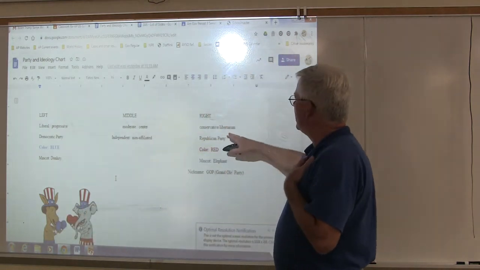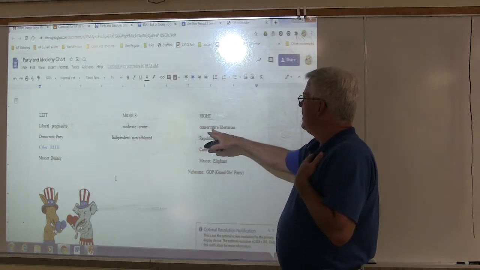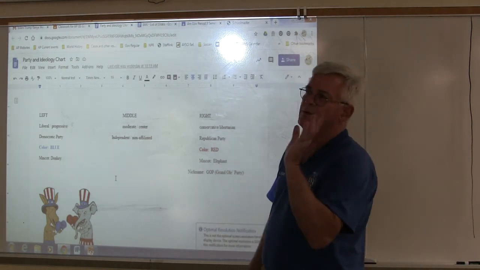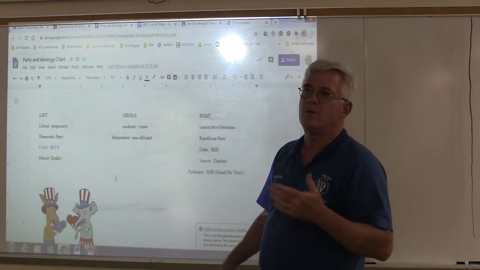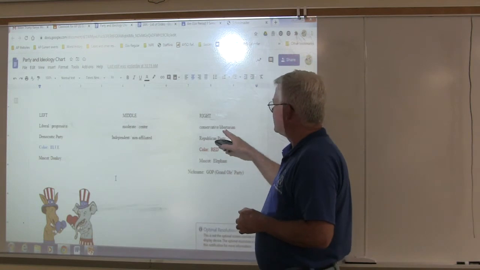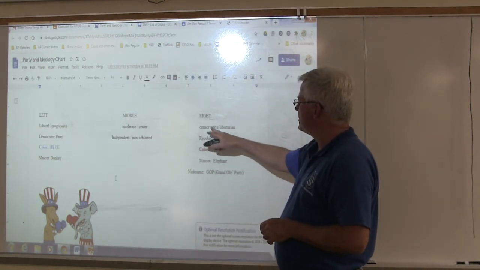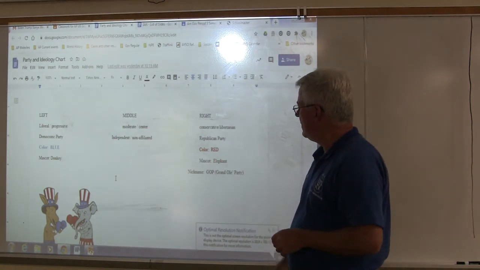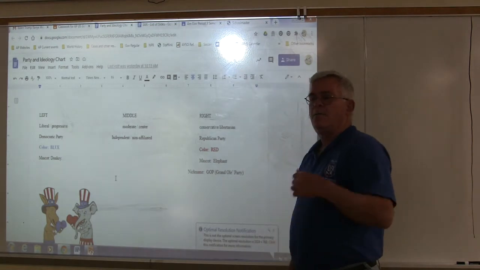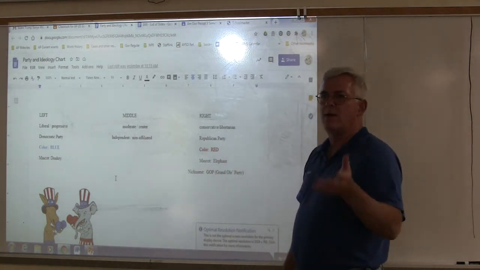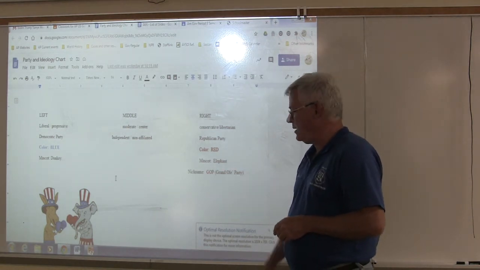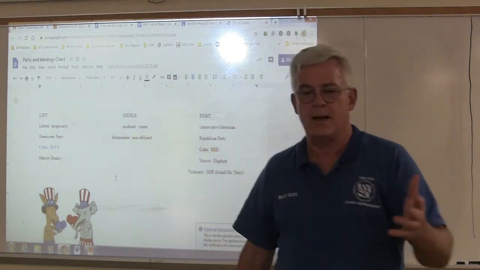Okay, the Republicans, conservative. Now, libertarians, most libertarians are part of the Republican Party. There is a Libertarian Party that doesn't have very many members. Most people that are thinking that they're libertarian are still probably Republicans. Republican Party is the conservative party. Its color is red. Its mascot is the elephant. And the Republican Party has a nickname, the Grand Ole Party. The Grand Ole Party that you'll see written the GOP. All right, everybody got it?